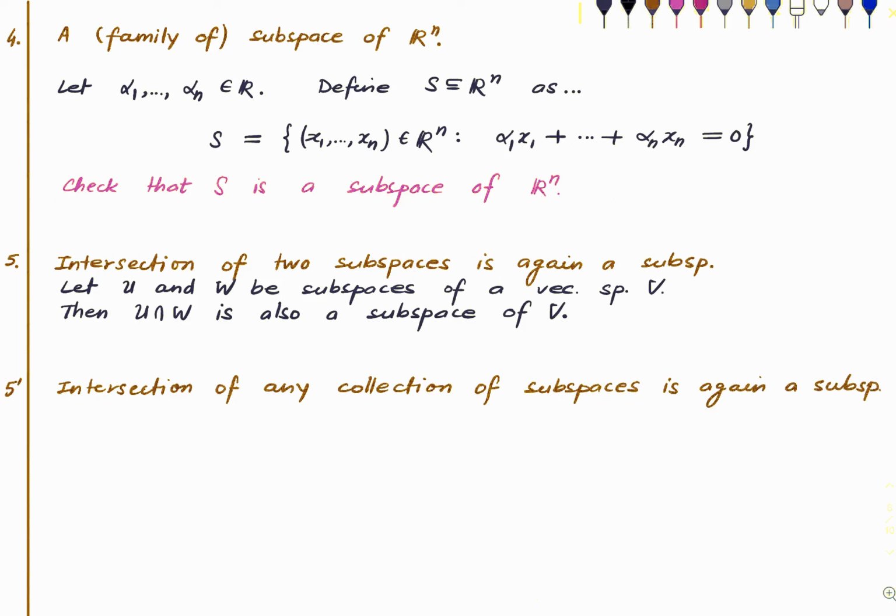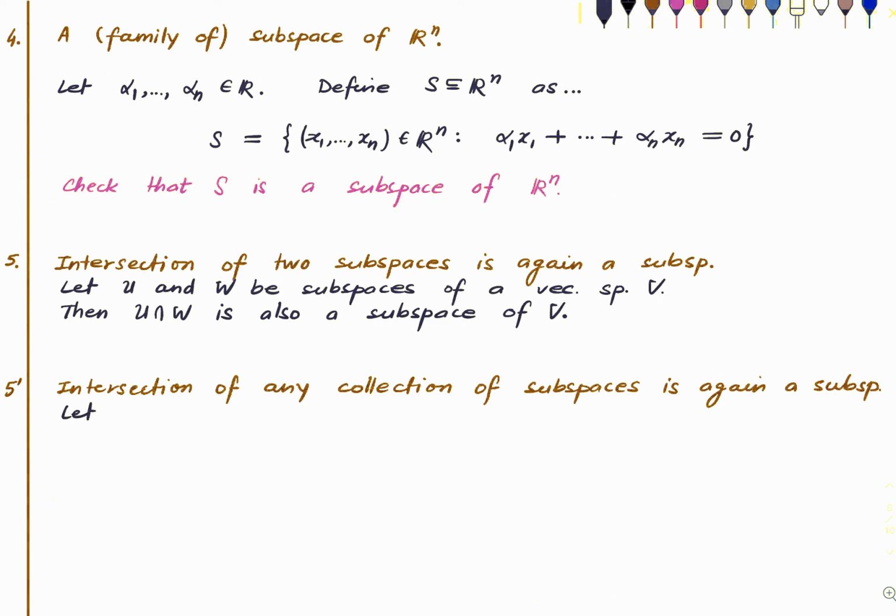So here we made the statement only for two subspaces, but the same can be said for any number of, or any collection of subspaces. So if you have a collection of subspaces, suppose each U alpha is a subspace of some vector space V, so V is a fixed thing and everything here is a subspace of V, then the intersection of all of them is also a subspace of V. Let me write that down.